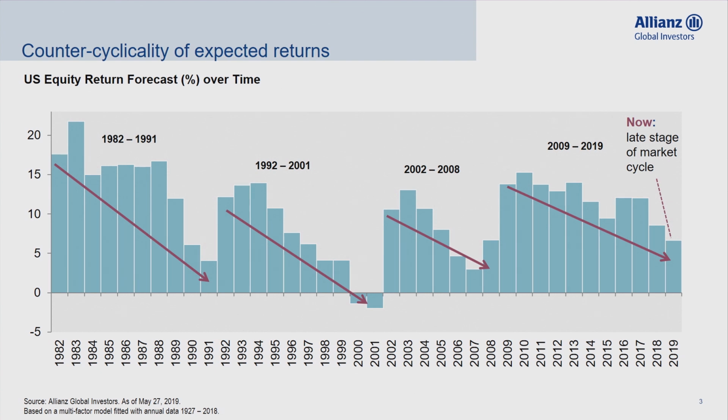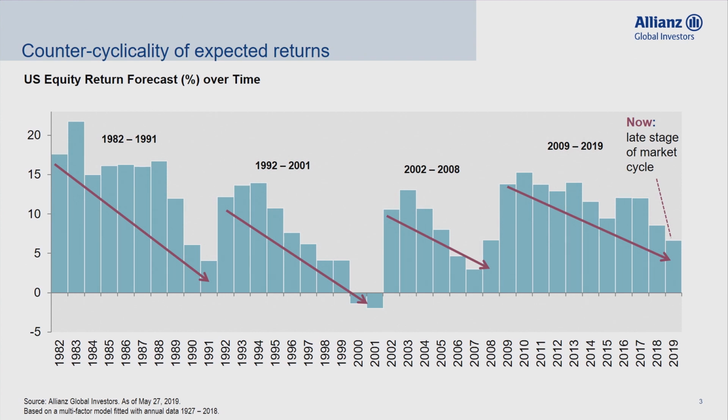It behaves in a counter-cyclical way. So when the market is performing really well, of course you adjust your long-term expectation for the next 3 years lower. If the market is doing really badly, as in 2008 or 2001, of course you expect the return for the following years to be higher.